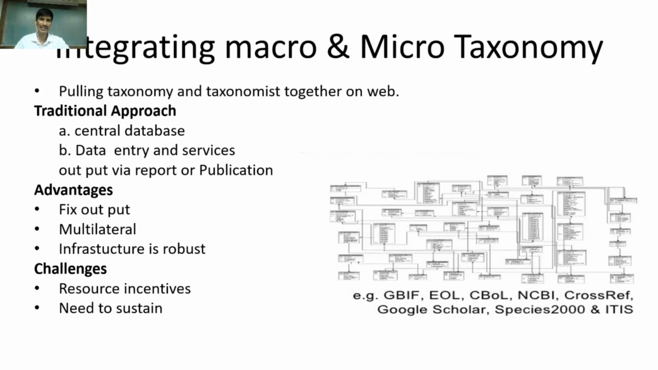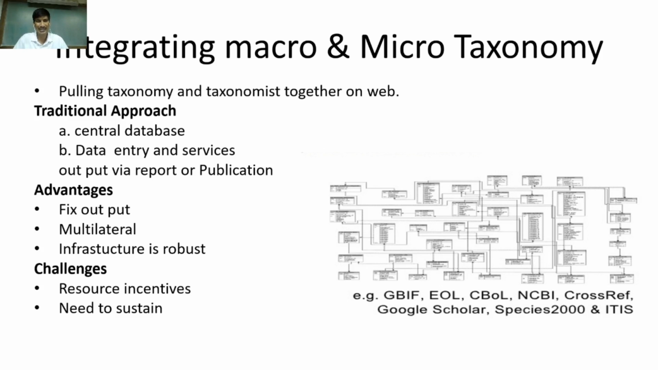Then what is integrating microtaxonomy and macrotaxonomy? It is pulling the taxonomies together on a website or web portal. This is the integration of micro and macrotaxonomy. Then here are some approaches. Why integration? The first approach is the traditional approach: a central database, data entry, and services output via reports and publications, and therefore integration is very, very important. Advantages: the fixed output of macrotaxonomy.